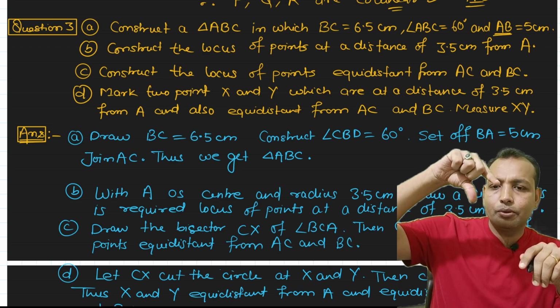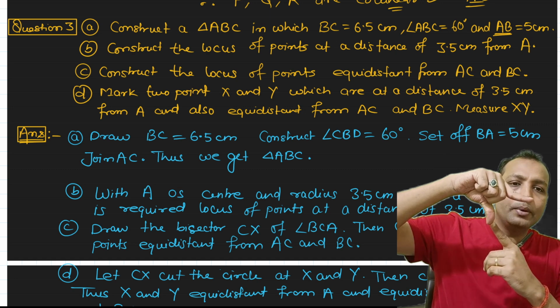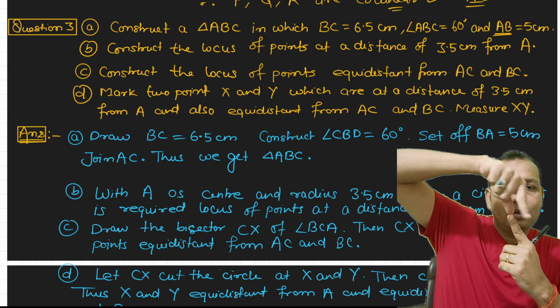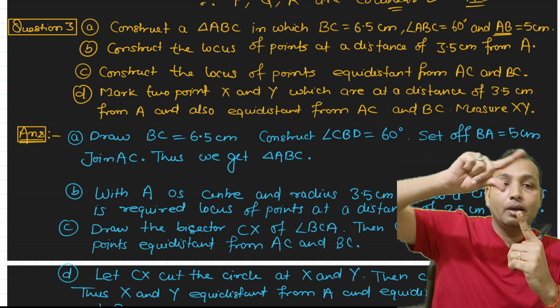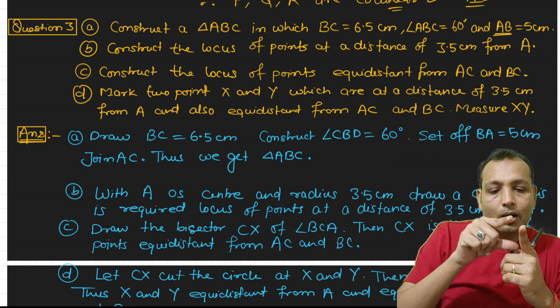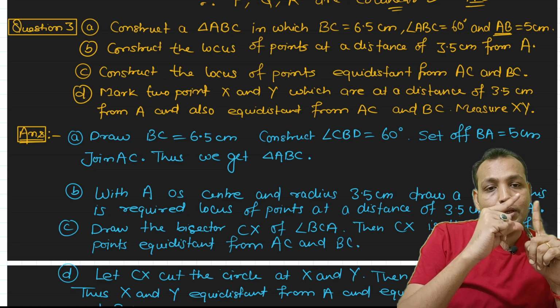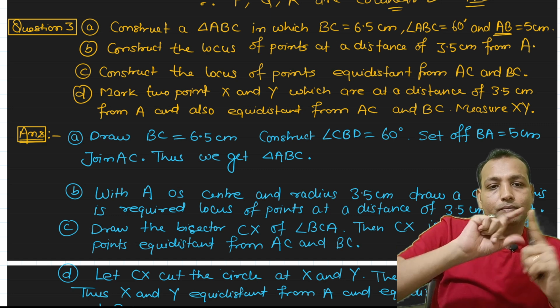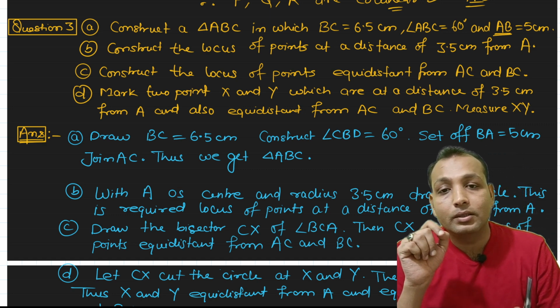You can use your compass. One tip will be at point A, and you can draw a circle with the help of the compass. That will be 3.5 centimeters, so you can mark that using your scale and draw the circle. That will be the locus.